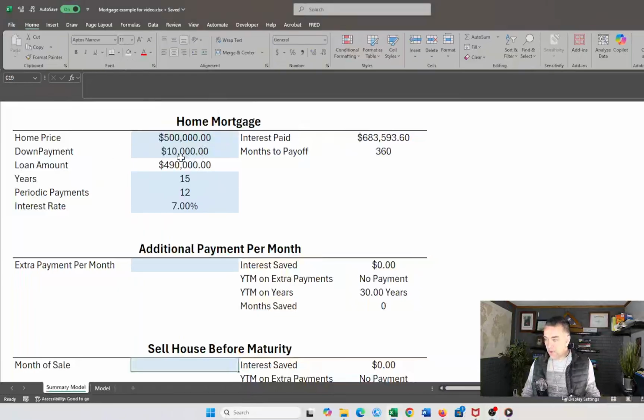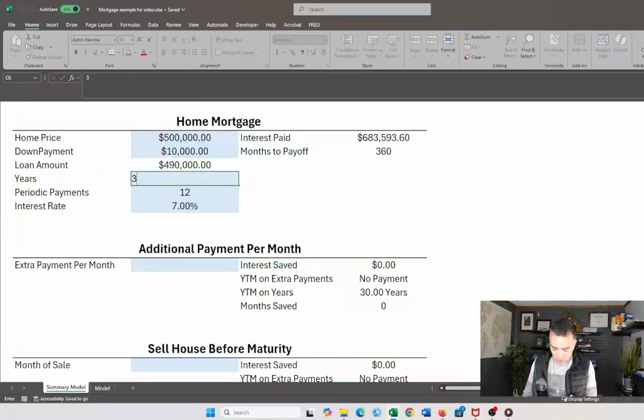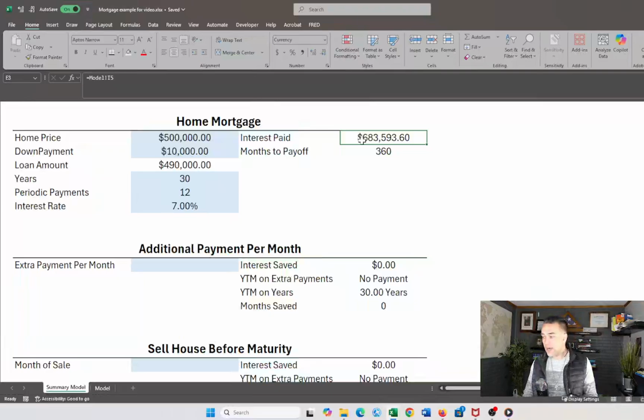So on this part here, this is the home mortgage where you put the home price, you put your down payment. This is the loan amount. This would be the years. So it's totally interactive. You could change it. This would be the periodic payments, like this can be per month, the interest rate. And then this will show you, and this is very basic, a lot of people have this calculator here, or calculations. This is the interest paid on the $500,000 at a 7% interest.